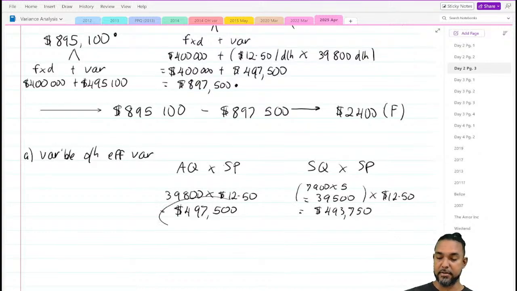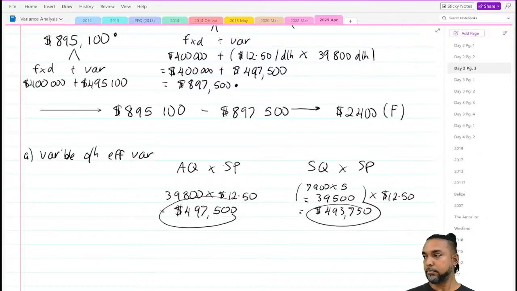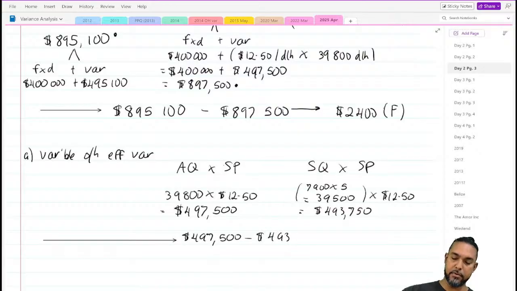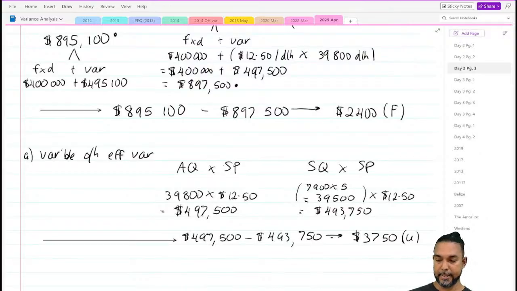So we actually spent more than we were supposed to. 497,500 minus the 493,750 gives us a 3,750 variance, which is unfavorable. Okay, cool. That's that one.